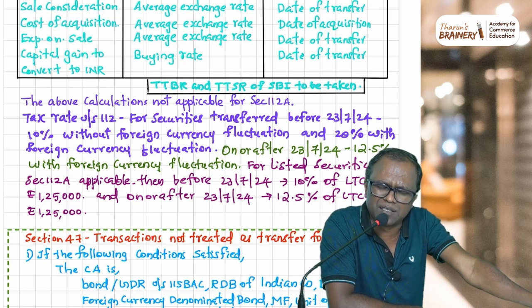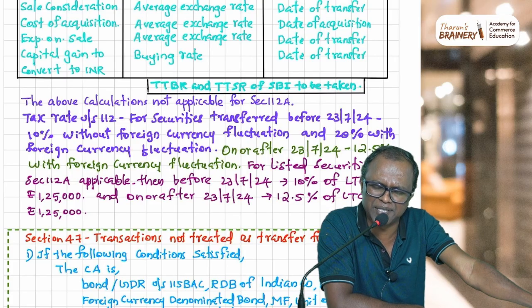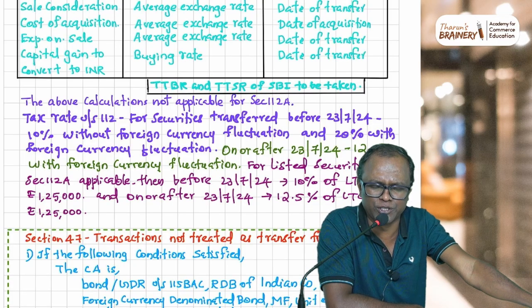Rebate, you are aware, right? Under the default tax regime, what is the amount of rebate? 87A rebate, 25,000. What is the condition? Total income should not exceed 7 lakhs and you should be a resident individual. The rebate amount is 25,000. That rebate is not available from this capital gain tax.